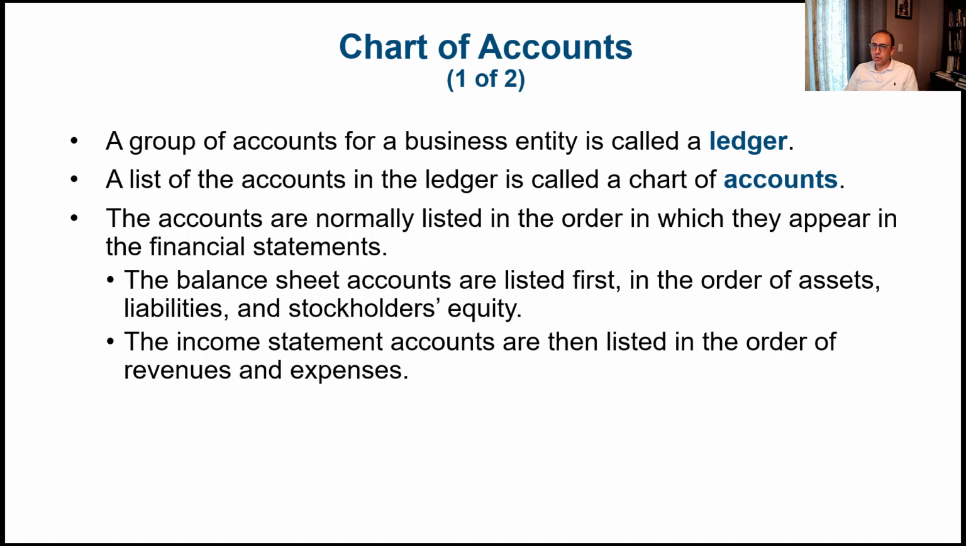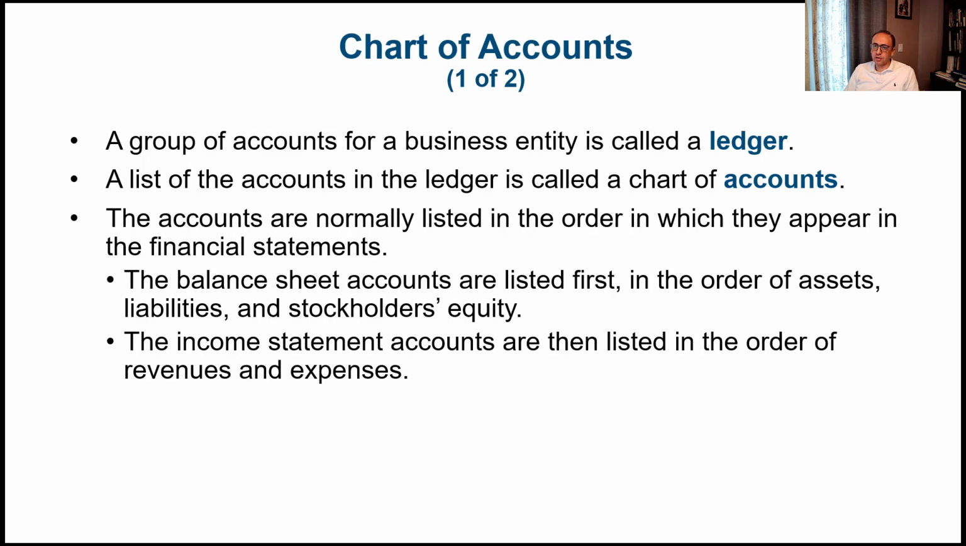In the simplest form, we can use an Excel file, and then we have different tabs, and each tab of this is an account, and that Excel file we can call the ledger. So a list of the accounts in the ledger is called a chart of accounts. Okay, so the chart of accounts is the list of accounts in the ledger, all the accounts that the business uses.